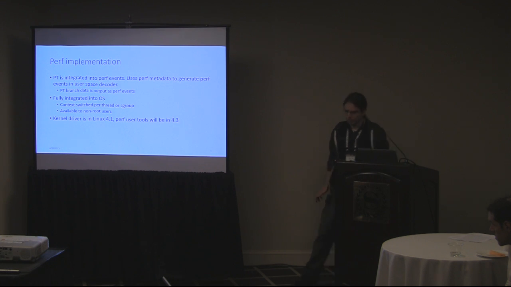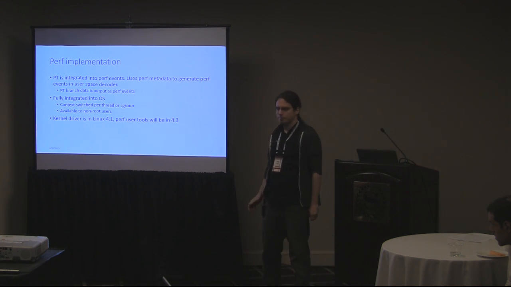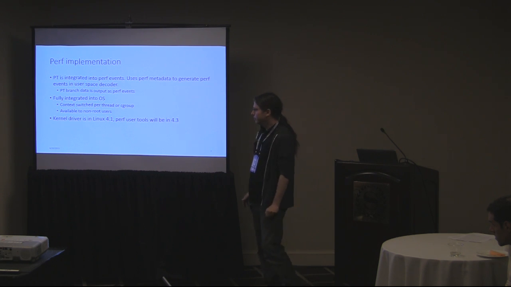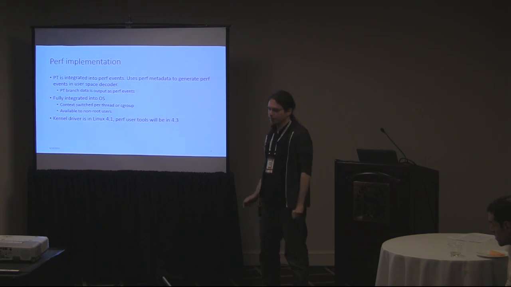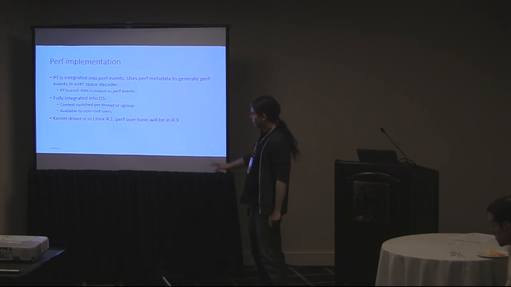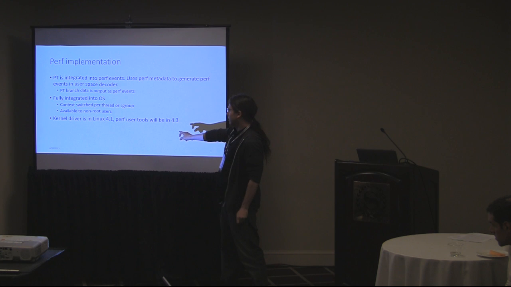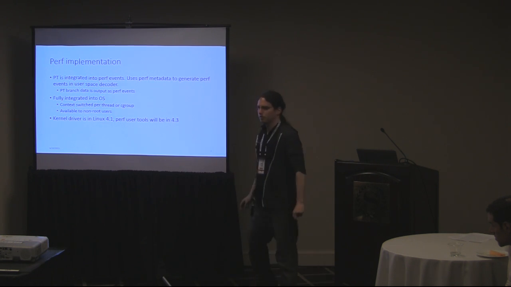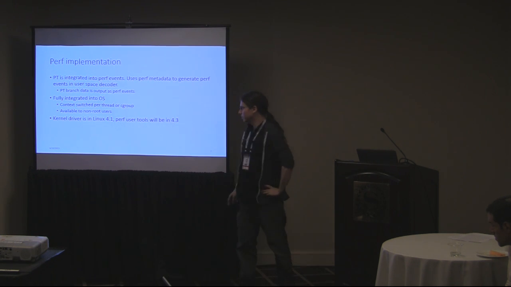So the basic PT kernel driver is in the 4.1 kernel. The perf user tools, there are still some things we most likely will get into 4.3. There have been some more changes to that. So right now what works is you can run the perf user tools from a 4.3 tree or from our tree, and then run them on a 4.1 kernel. That works perfectly fine. And there are also some other users, for example, GDB and some others. So if you already have the 4.1 kernel, things work.